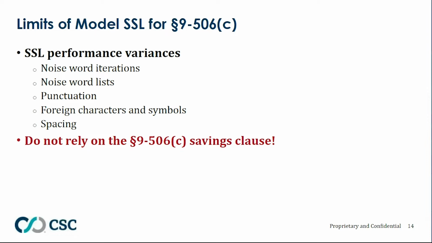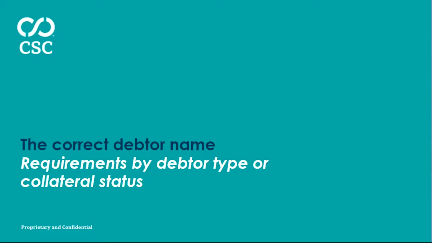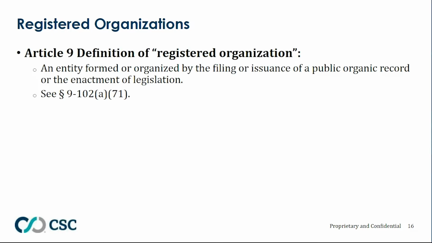All right, now I want to move on and talk about the requirements by debtor, and in some cases the status of the collateral. The most common type of debtor that is filed against in a commercial transaction is a registered organization. Registered organization is a defined term in Article 9: an entity formed by the filing or issuance of a public organic record or the enactment of legislation.